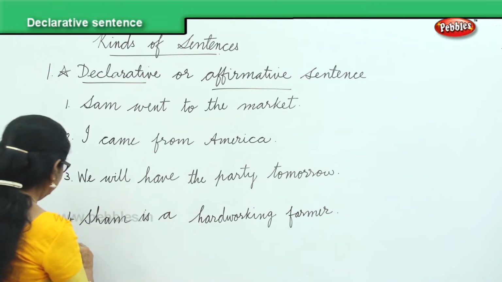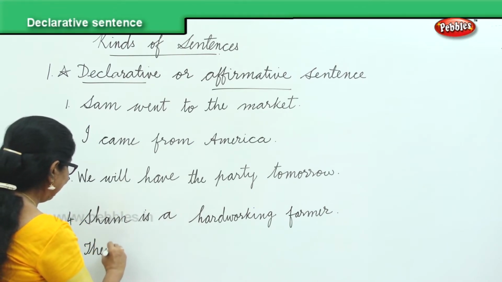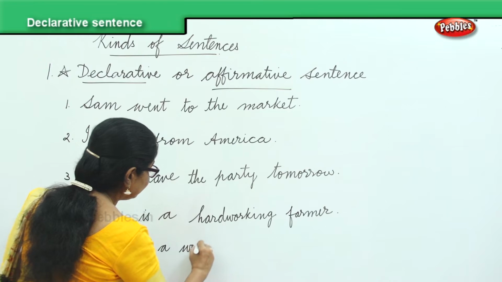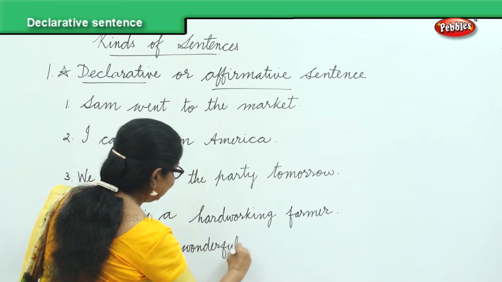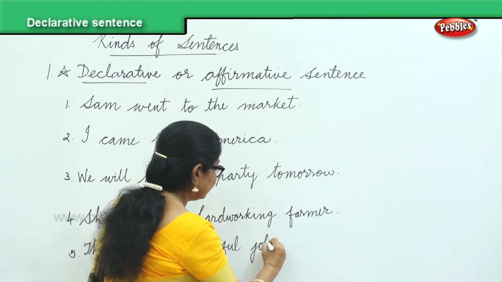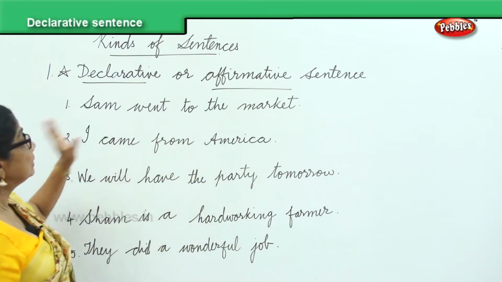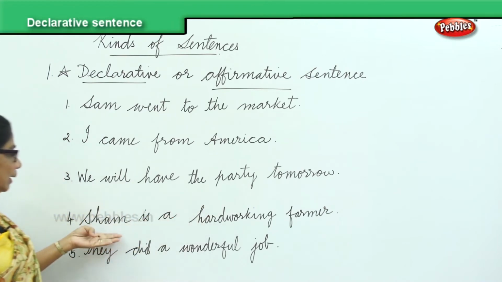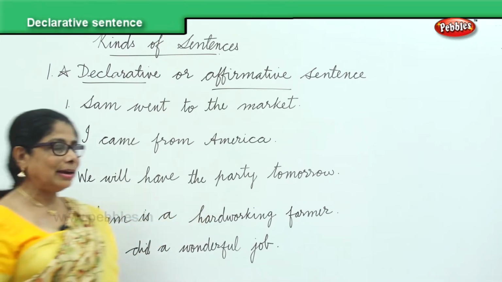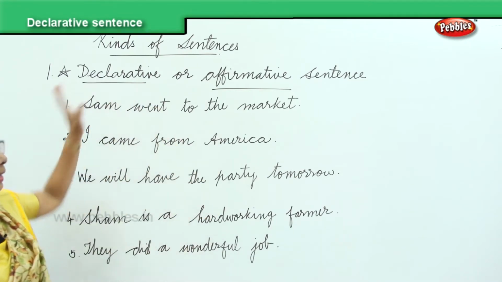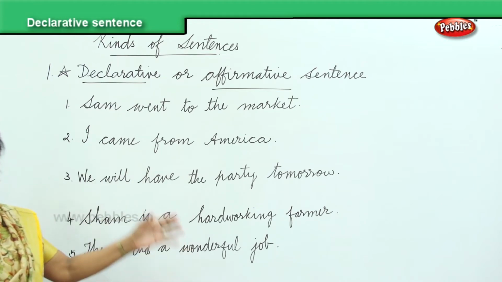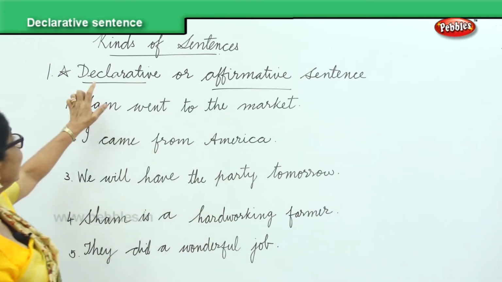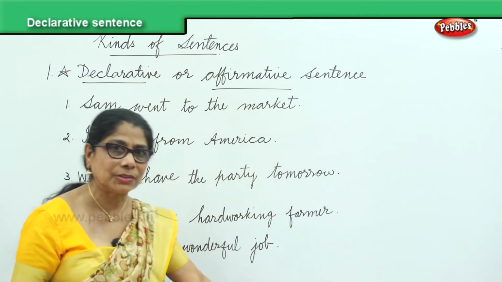And finally you have they did a wonderful job. Now, you tell me now, Sam went to the market. I came from America. We will have the party tomorrow. Sam is a hardworking farmer. They did a wonderful job. Now, all these are declarative or affirmative sentences. Now, is it positive or negative? They are all positive, declarative or affirmative sentences, all 5.